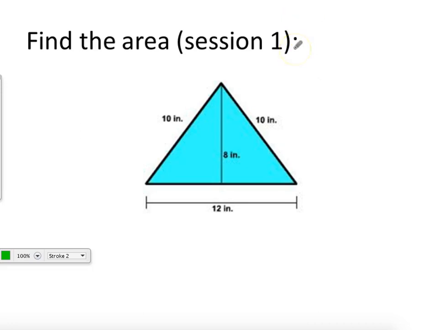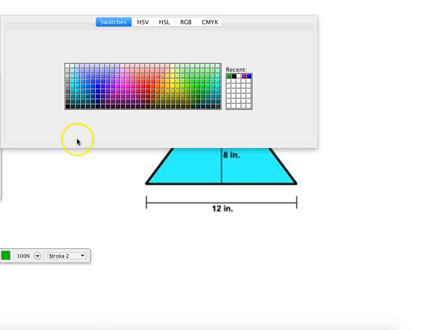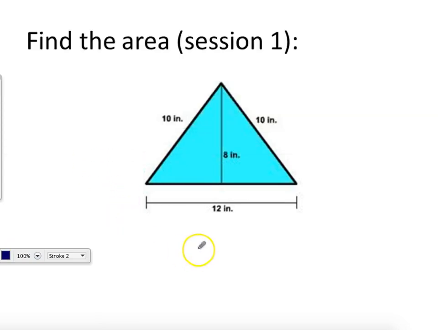Let's try an example here. If you want, you can click pause. Remember, you're going to get so much more out of these sessions if you click pause and try things on your own. So I want you to find the area of this triangle. Click pause if you want to try it on your own, because I'm about to do it. The first thing I always like to do is write down my general formula. Then I like to start substituting in my given values.